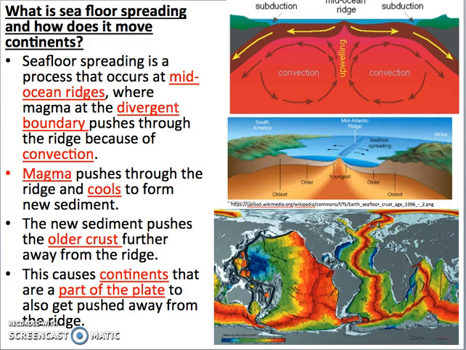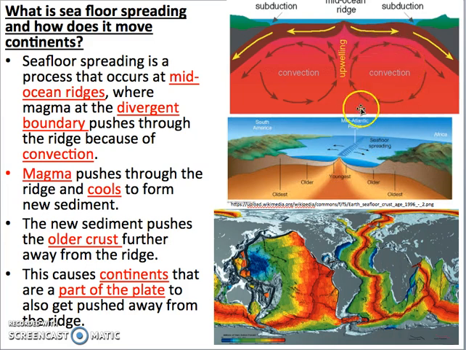So seafloor spreading is an idea that happens at what we call mid-ocean ridges. So here's a mid-ocean ridge, and if you guys remember from the last lesson, we learned that there are divergent boundaries, so when two plates are moving away from each other. And mid-ocean ridges are in the middle of the ocean, and they are formed by two divergent boundaries. There's convection under the Earth's crust in the mantle, and that's causing these divergent boundaries to spread apart, as you can see in this diagram.